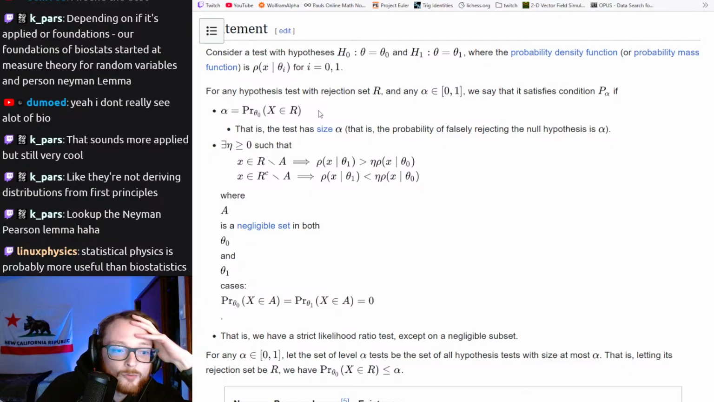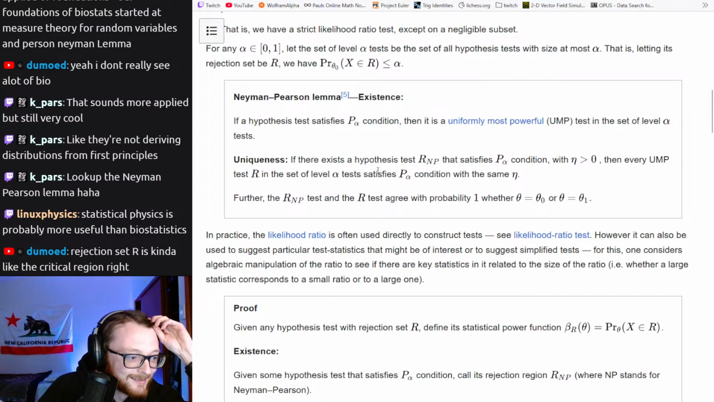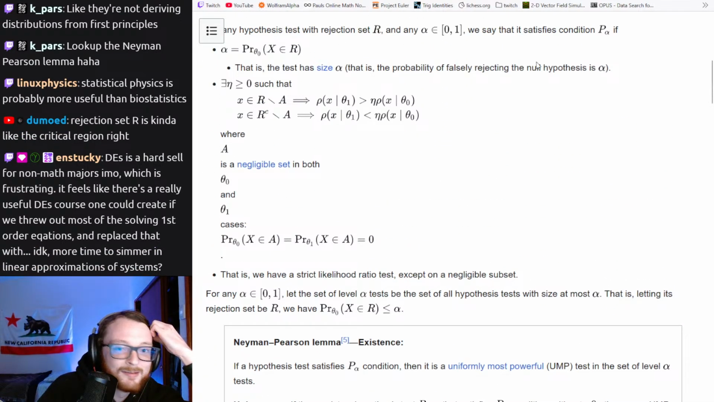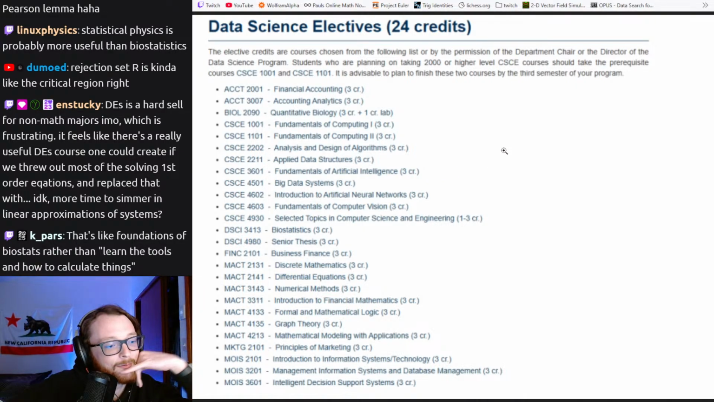this is a lot of symbols. Is that the joke? Rejection set R? Yeah, I have no idea what this means. I have no clue, Doomwood. Oh, as in, okay, yeah, as an example of the foundations.